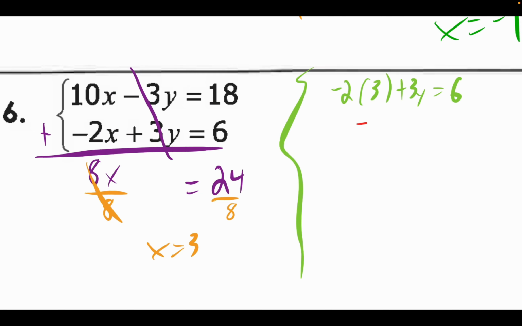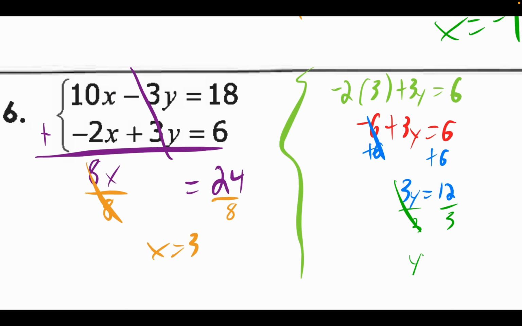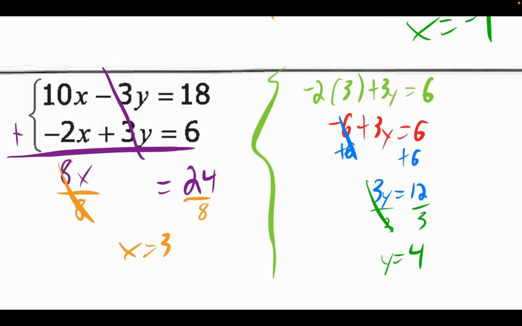So negative 2 times 3 is negative 6. And now we do adding 6 to both sides to undo the negative 6 being added with 3y. And we get 3y equals 12. Then we divide by 3. And we get y equals 4. So now this is an ordered pair, (3, 4).